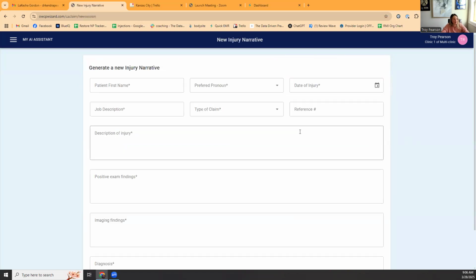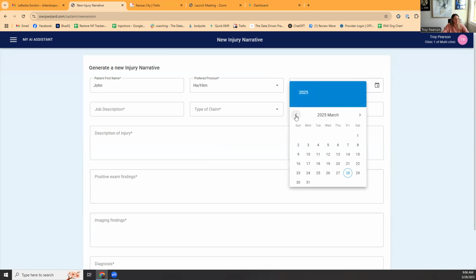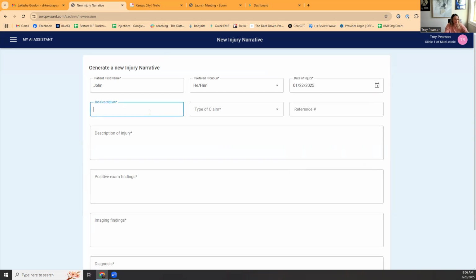So a new injury narrative here. And we have a sample patient. And for demonstration purposes, this is a pretty simple injury. It can do much more complicated injuries and diagnoses, but for demonstration purposes and speed today, we're going to do something very simple. So this is John, again, a pretend patient. Put his pronouns in there so that when it writes the copy, it can add he, she in there. His injury was on January 22nd, 2025. He is a mail carrier and his claim is a CA1.